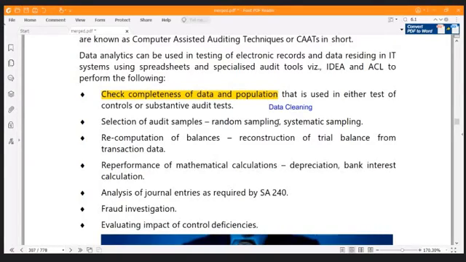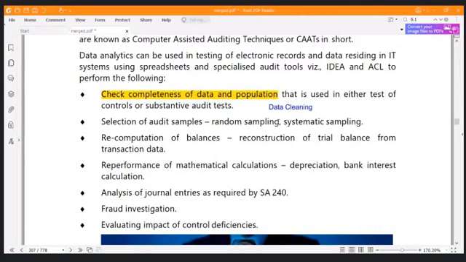Once you have uploaded the data, there are various methodologies of selecting a sample. Two of the examples are random sampling and systematic sampling. Random sampling does not mean it is random. Random sampling means there must be a scientific methodology behind selecting that sample. Please don't go by the word and write in the exam that random sampling means generated at random. No, it is absolutely wrong. Random sampling means there must be a systematic or scientific logic behind selecting that sample.